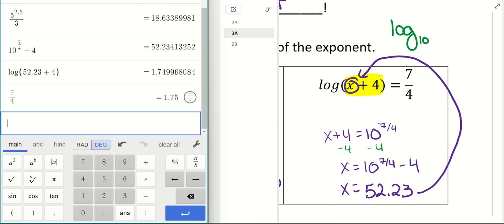Is it perfect? No, because you rounded that 52.23. But is it close enough that you can feel confident? Yeah. 1.7499 is pretty much 1.75. So you know you did the work correctly.